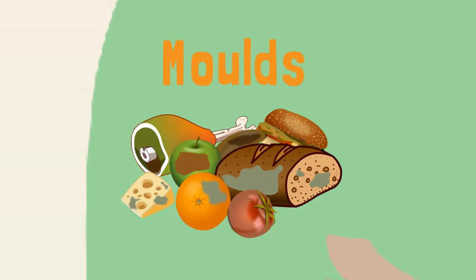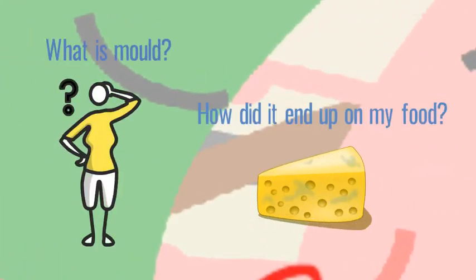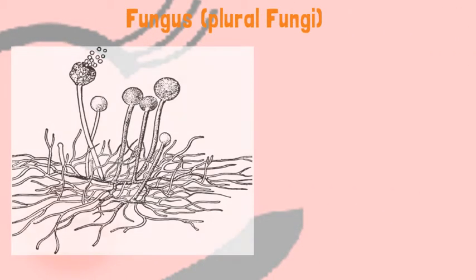This week we'll look at molds, the green black growths we often see on rotten foods. What is mold and how does it end up on our food? Mold is a fungus that grows in moist environments. Mold forms filaments known as hyphae.